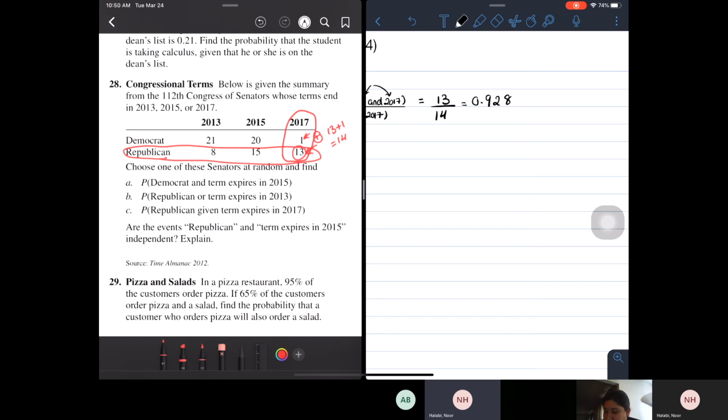I don't know how many decimal places you need. 8.6 should be fine. If you go to percentage, you want the percentage to 2 decimal places. So if you're doing percentages, you just multiply this number by 100, which would give you 92.86%.